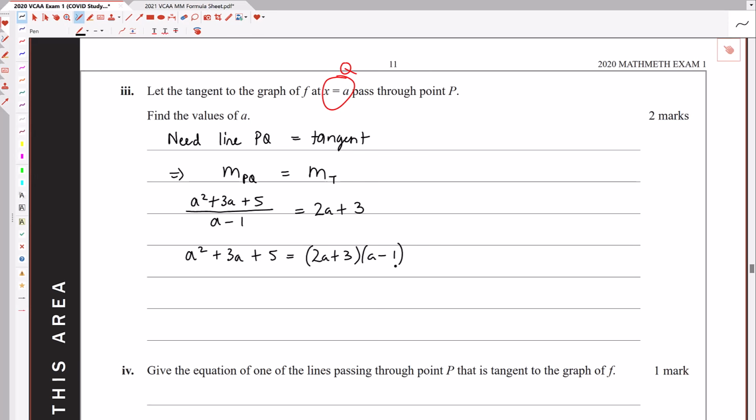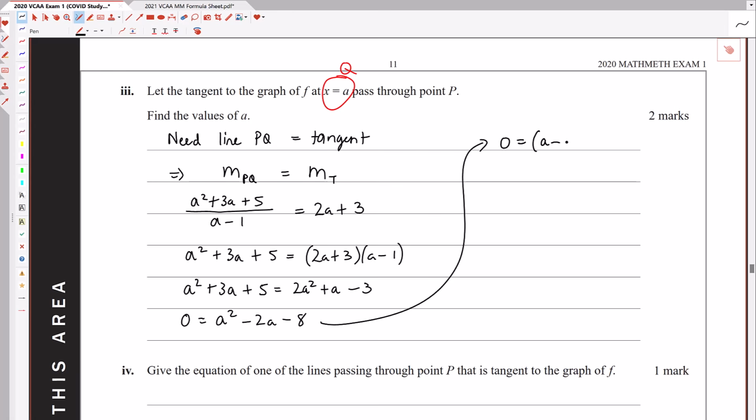Let's expand out the right hand side. a squared plus 3a plus 5 equals 2a squared minus 2a plus 3a, so that's plus a, and minus 3. And let's collect all those like terms. So taking away a squared leaves us with a squared, taking away 3a is minus 2a, and taking away 5 is minus 8. Okay, so we get 0 equals (a minus 4)(a plus 2), factors of negative 8 that add up to negative 2. And so therefore a is 4 or a is negative 2.